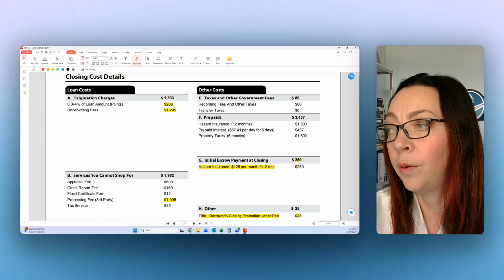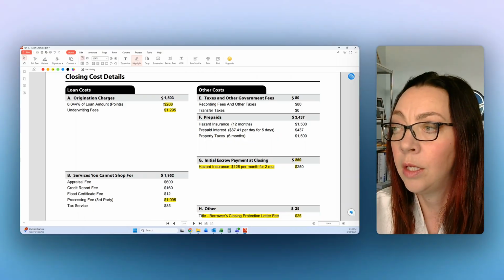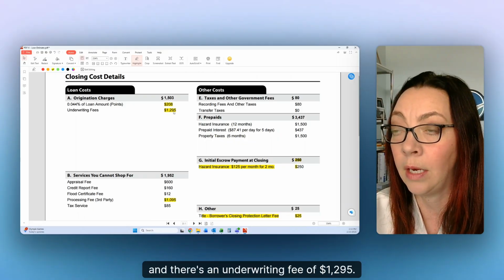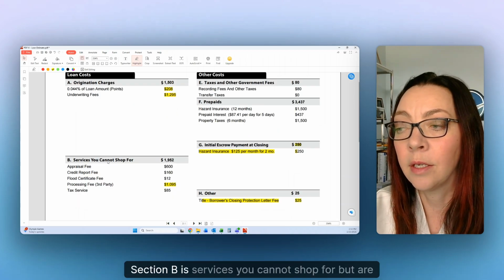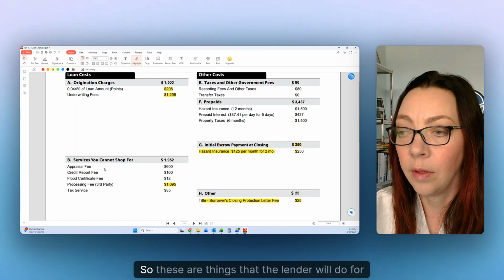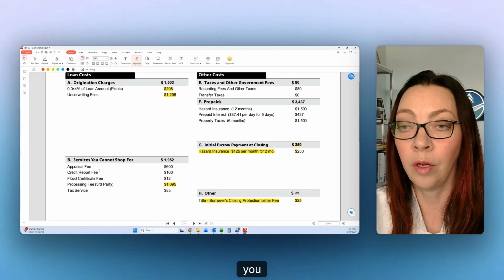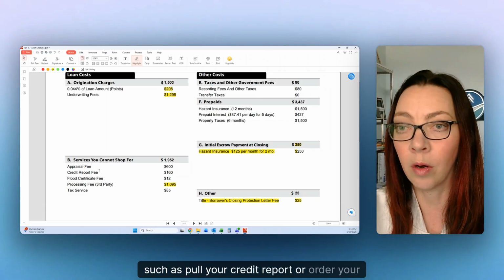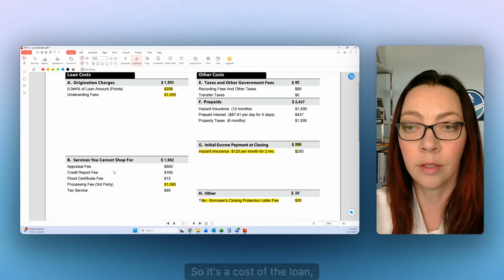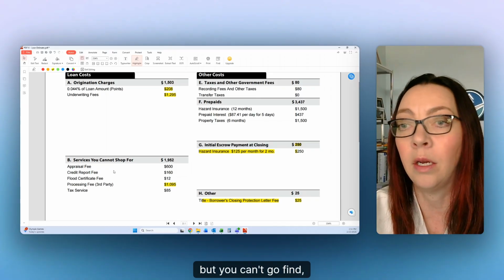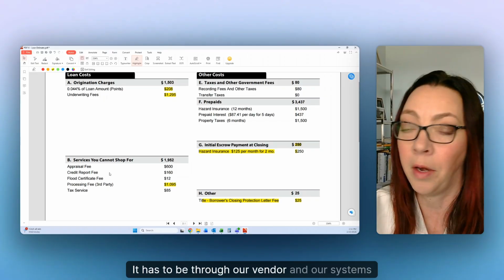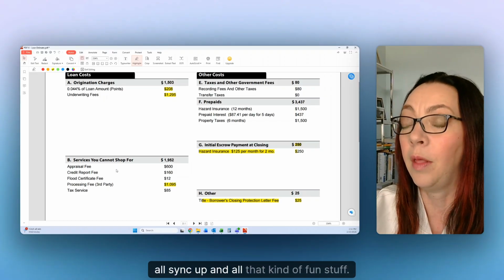So in this scenario, it costs them $208 to get their interest rate, and there's an underwriting fee of $12.95. Section B, services you cannot shop for but are required by the loan. So these are things that the lender will do for you, such as pull your credit report or order your appraisal, but they are through the lender's approved vendors. So it's a cost of the loan, but you can't go find, we can't use annualcreditreport.com for our credit reports. It has to be through our vendor, and our systems all sync up and all that kind of fun stuff.